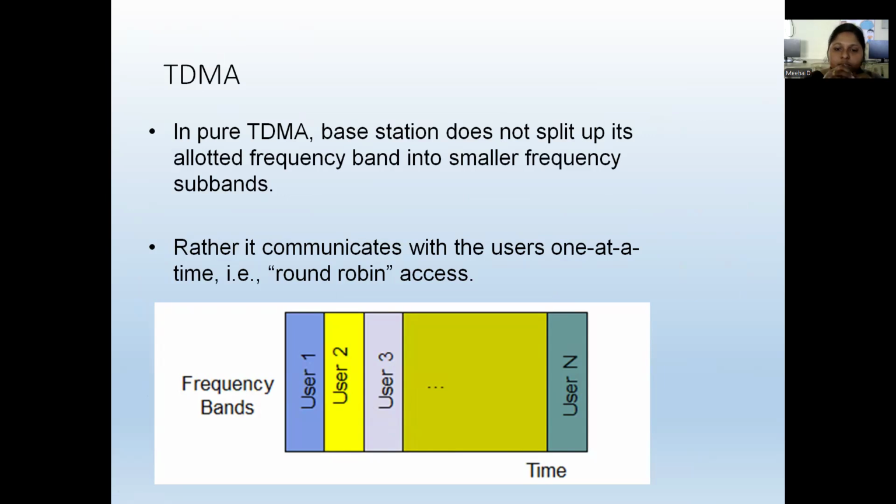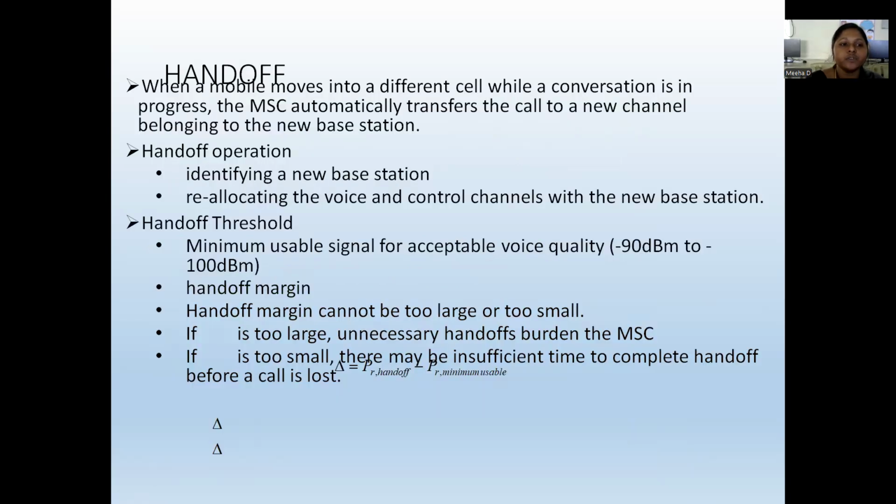Rather, it communicates with the user one at a time. So in FDMA, many users can talk, right? Each has a subband, so there is no collision. They can speak freely, but in TDMA, only one user at a time. That is what we call round robin access. That is called TDMA. Then handoff is the main topic.